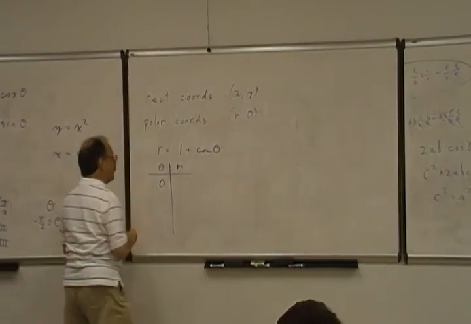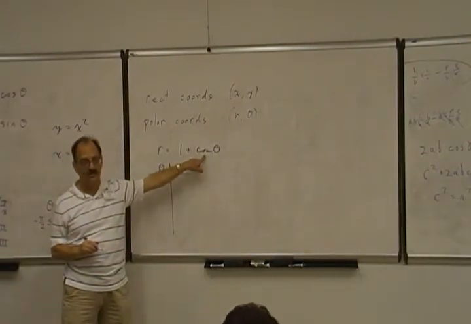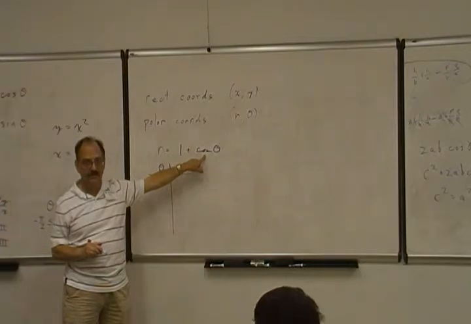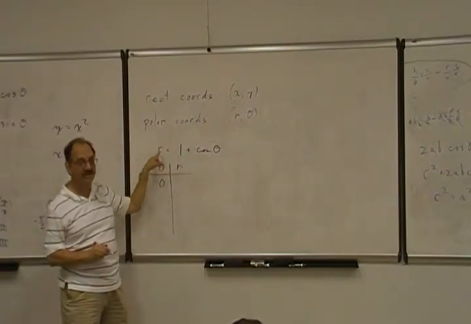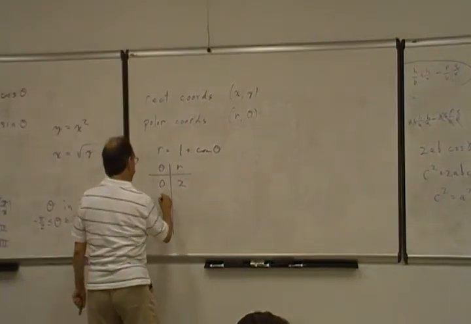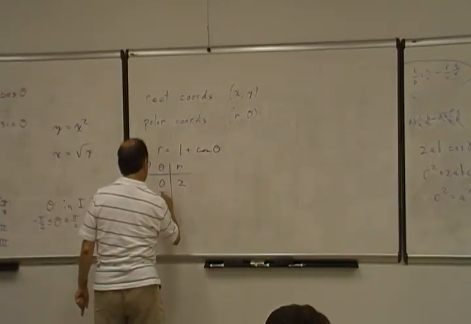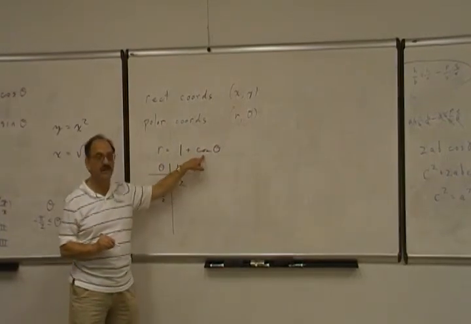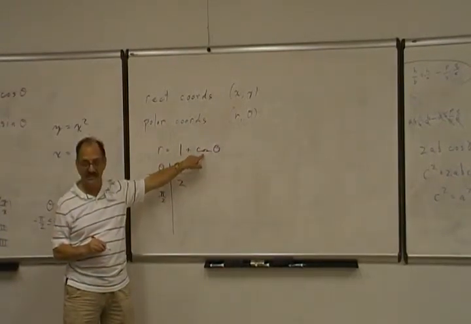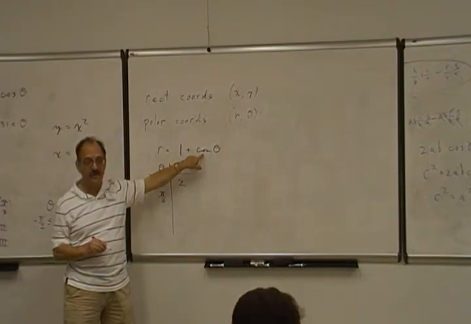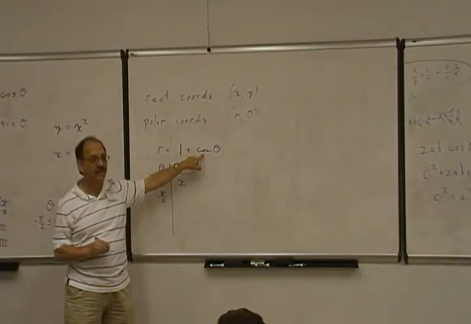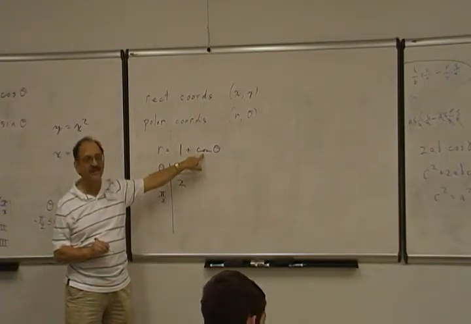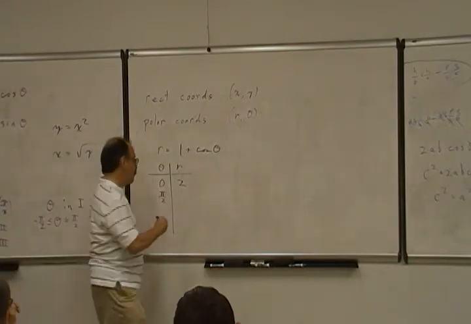When theta is 0, what's the cosine of 0? 1. 1 plus 1 is 2. When theta is pi over 2, or 90 degrees, what's the cosine of 90 degrees? 0. How many vote for 0? How many vote for 1? You're not voting, you're just scratching your eyebrow, right? Okay, so 0 is correct. So we get r equals 1.